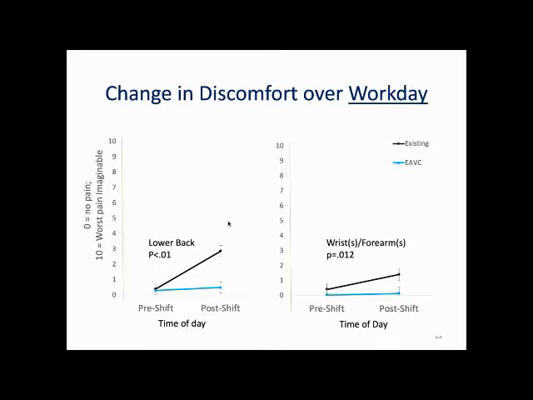From the pain and discomfort survey, we saw increases in pain in the low back and the wrist and forearms over the course of a workday in the existing seat, but not in the vibration canceling seat. And we had expected to see this in the low back. That makes sense from what we talked about earlier. But the wrist and forearms was a surprise to us. And we think that the increases in wrist and forearm pain were from needing to hold onto the steering wheel tighter to stabilize the body when the vibration levels were higher.